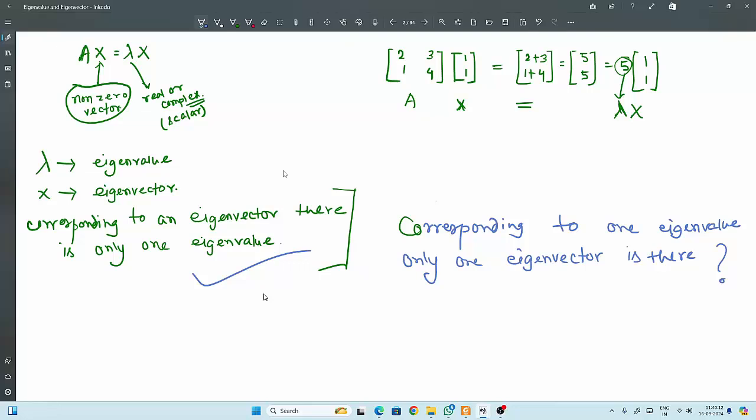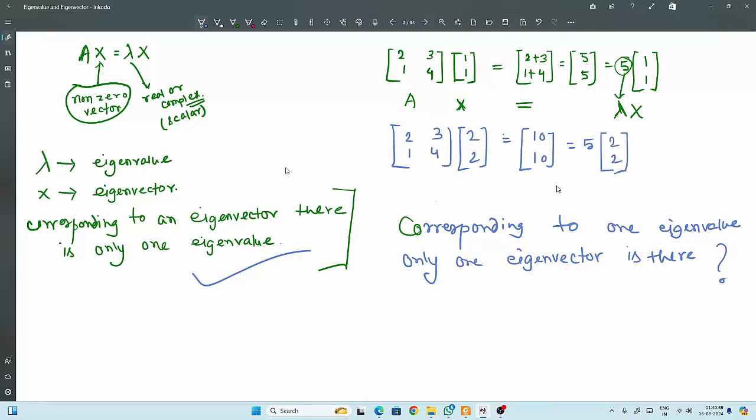Now, look at another example. I have taken the same matrix 2, 3, 1, 4 and multiplied it by 2, 2. Now I am taking the x vector as 2, 2, not 1, 1. Now what are you getting? 2 times 2 is 4 plus 3 times 2 is 6, and 4 plus 6 is 10, and 1 times 2 plus 4 times 2 is 2 plus 8, which is also 10. Now take the 5 outside again and you are getting 2, 2.